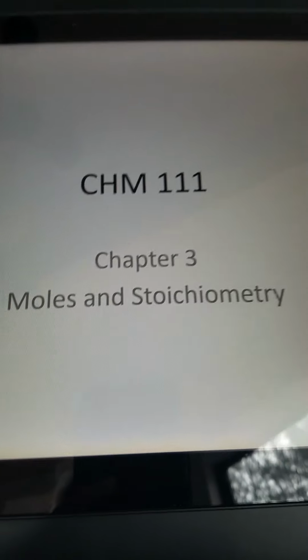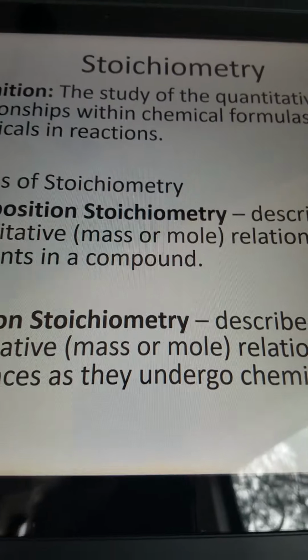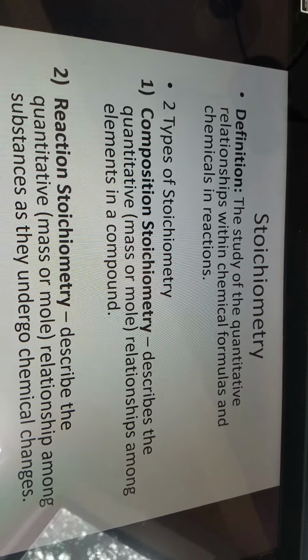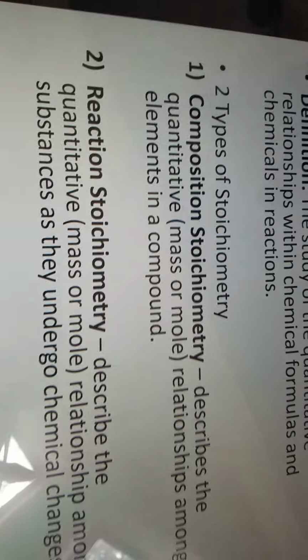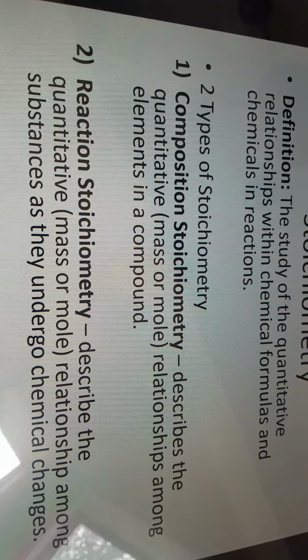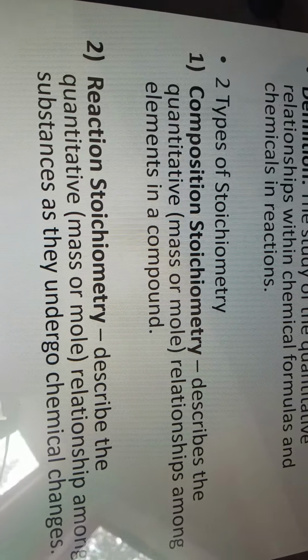Today we're going to look at moles and stoichiometry. There are two different definitions for stoichiometry, but the main thing you're looking for is that you're studying quantities of relationships either within chemical formulas or within chemical reactions. So you have the two types listed here.